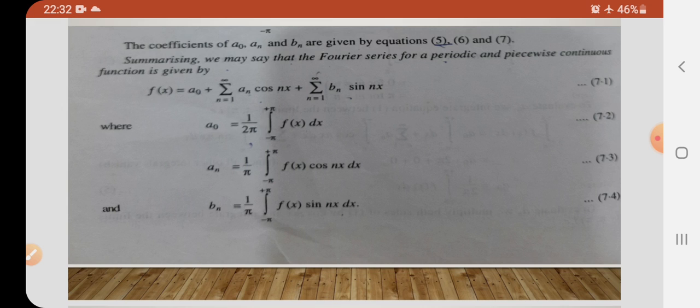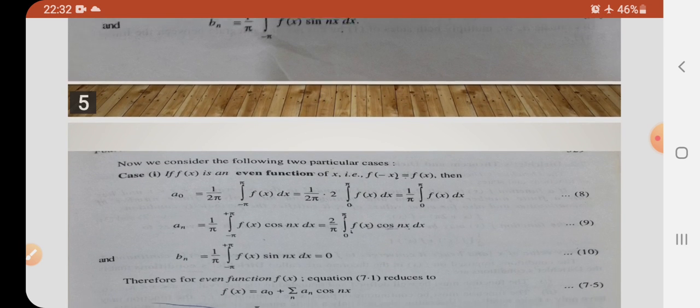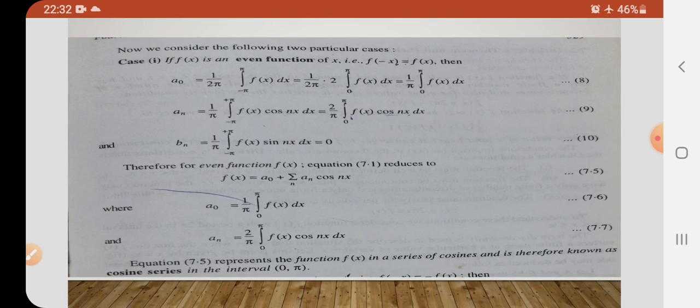So the values of the coefficients are these: a_0 equals 1 upon 2 pi, integral from minus pi to pi, f(x) dx; a_n equals 1 upon pi, integral from minus pi to plus pi, f(x) cos nx dx; b_n equals 1 upon pi, integral from minus pi to plus pi, f(x) sin nx dx. Okay. Now we consider the following two particular cases.